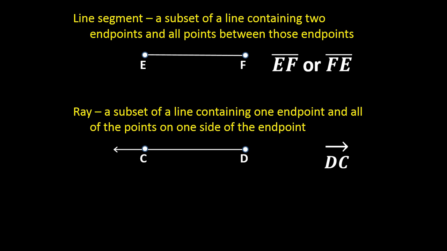Now, because rays only go one direction on the line, we have to be a little careful about how we name them. In this case, this would be ray DC. When we name a ray, we're going to be naming the endpoint of the ray first, and then the other letter that designates the name of the ray is any point that is on the ray.